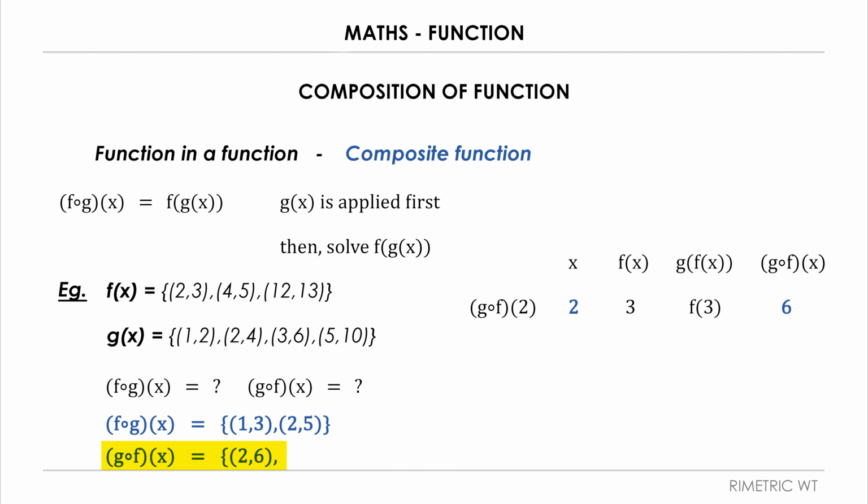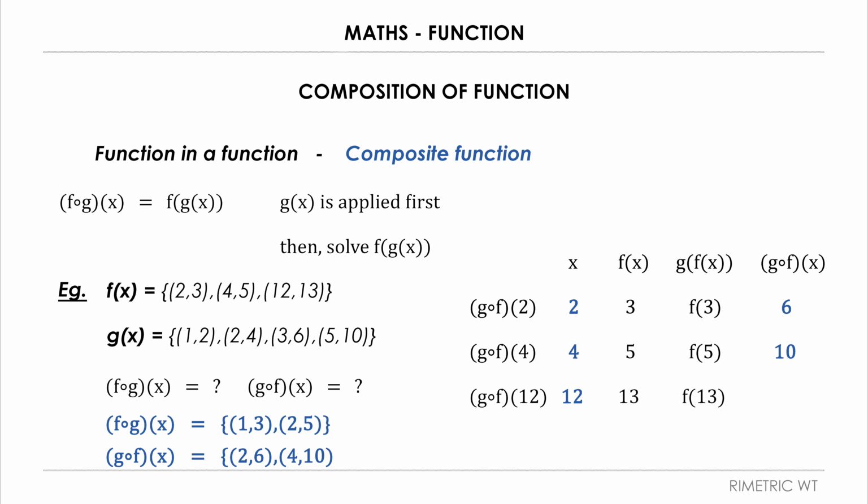For the second one, we have g of f of 4, which is g of 5, since f of 4 is 5. Then g of 5 is 10, so we put 10 for g of f of 4. Therefore, the ordered pair 4, 10 is included in g composed with f. Finally, we have g of f of 12, which is g of 13, since f of 12 is 13. But g of 13 is not defined in the function g of x. Therefore, we say g of f of 12 is undefined. Hence, the composite function g of f of x is represented by the set {(2, 6), (4, 10)}.